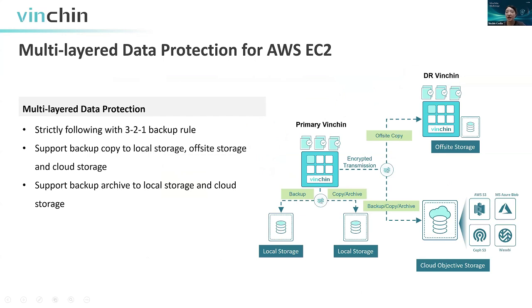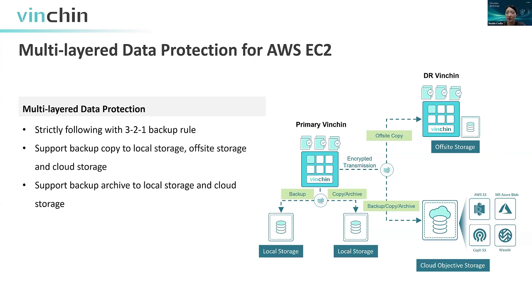And besides, after the disaster recovery or for the AWS EC2 protection itself, Vinchin also supports multi-layered data protection, because our solution always strictly follows the 3-2-1 golden backup rule. So except for the instance backups, Vinchin supports backup data copy and backup data archive for giving users double data safety. And because of this, our users can have 2 copies of data being protected.